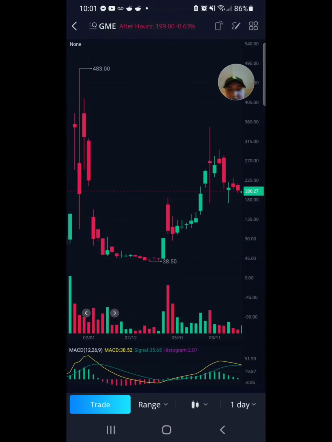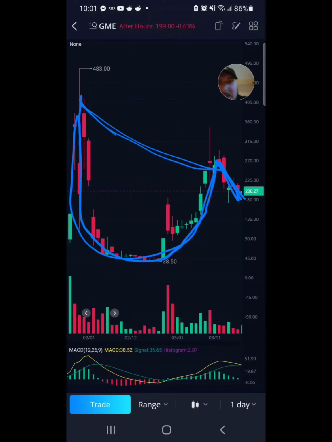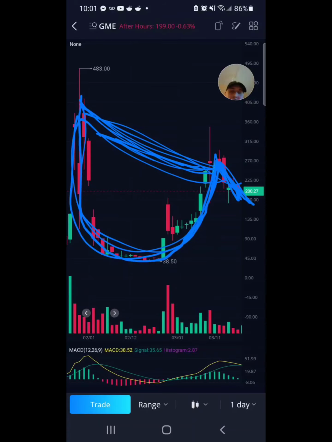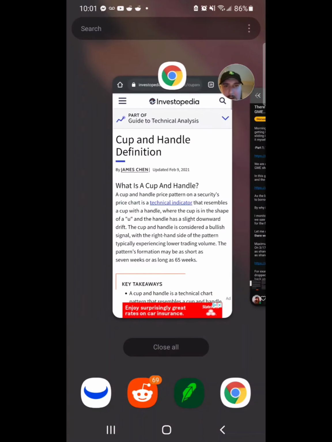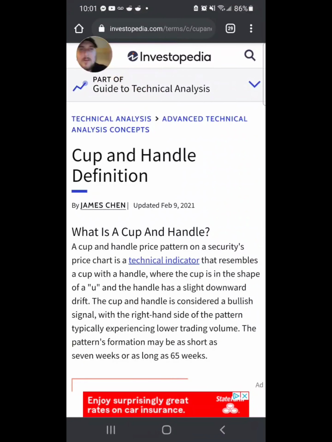I'm sure a lot of you guys have heard this here, but I'm not the best artist, but I will try to draw this little cup and handle for you guys here. So if we can see this, it's not a perfect cup and handle, but if we look at this here, this is very close to being a perfect cup and handle. So, I mean, look, that's a teacup. All right, so we're going to go over here to Investopedia. Bear with me, guys, sorry.